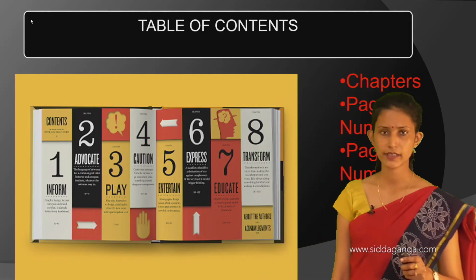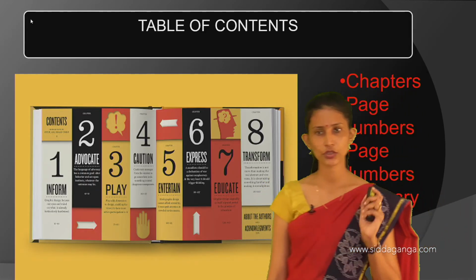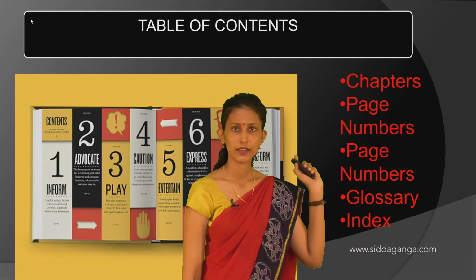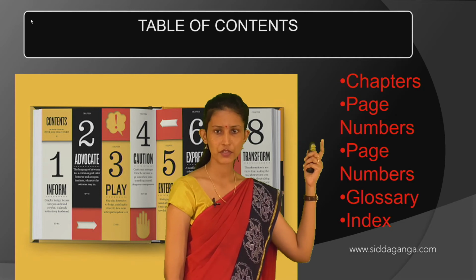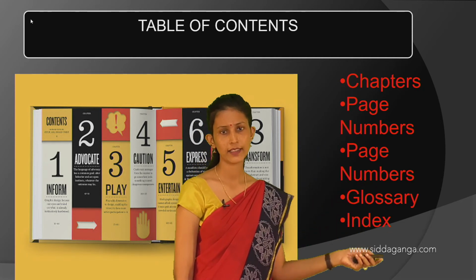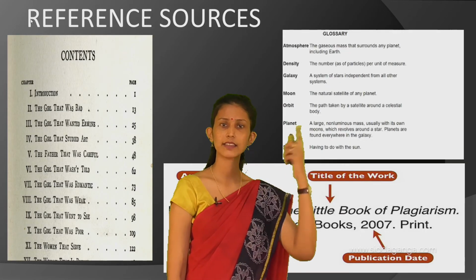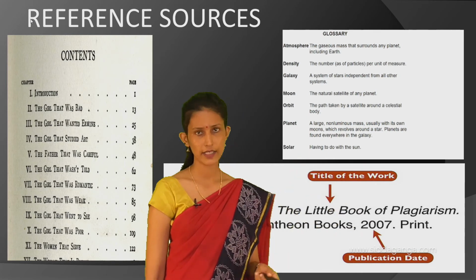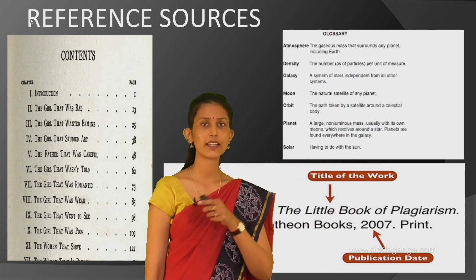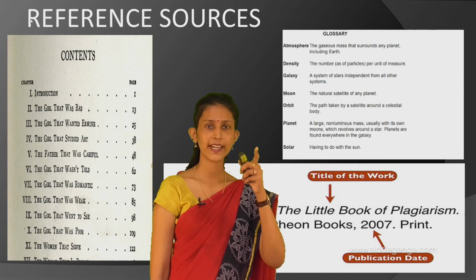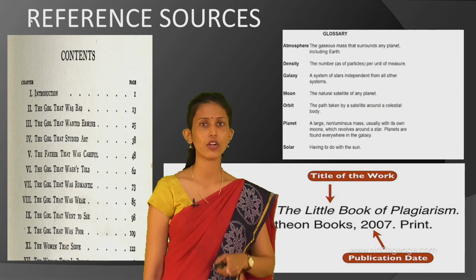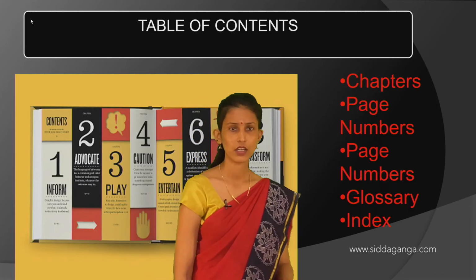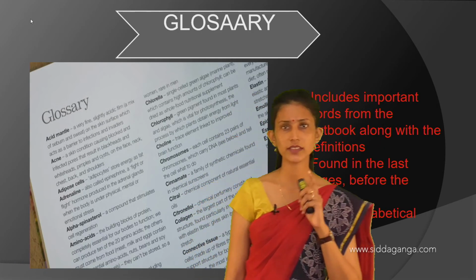Next, table of contents. The table of contents shows you what chapters are there, with specific page numbers, then the glossary and index. Basically, this is what the book contains together, saying that everything is there. And these are all categories of reference sources. Don't get confused. These are all categories of reference sources. Table of contents. Then what is a glossary?